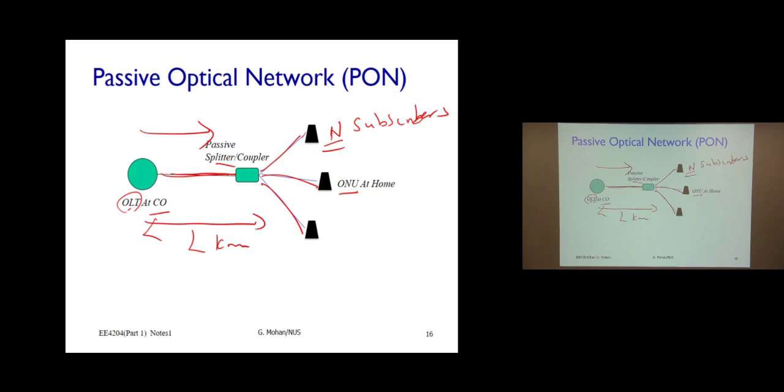It's a passive coupler, that means it doesn't need any active component, power and other things. So it simply splits. It's a splitter. Passive splitter means it sends everything to everybody.